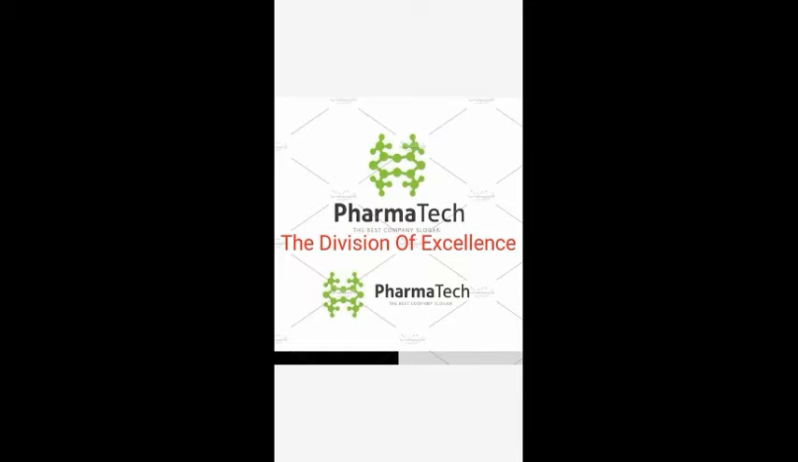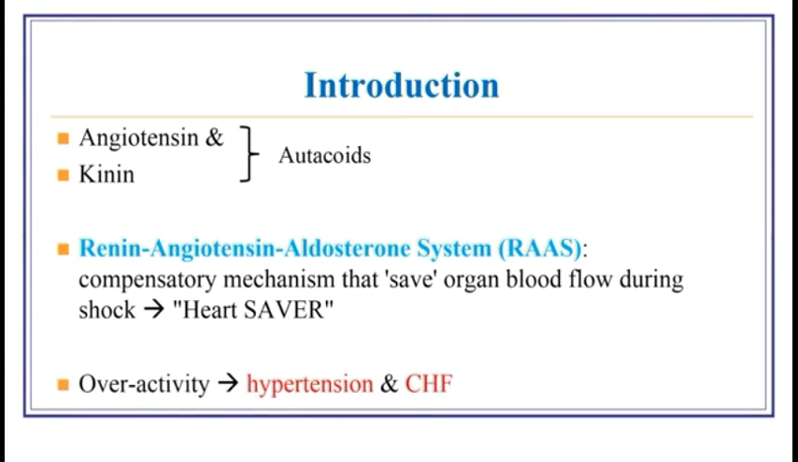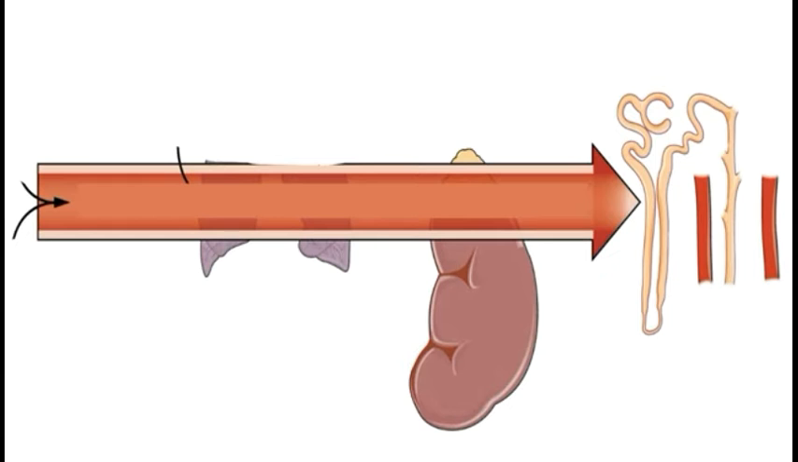In the last video lecture we saw the introduction to the cardiovascular system. In this second lecture we will see the drugs acting on the renin angiotensin aldosterone system from this cardiovascular system. So let's start with this topic, drugs acting on the renin angiotensin aldosterone system.